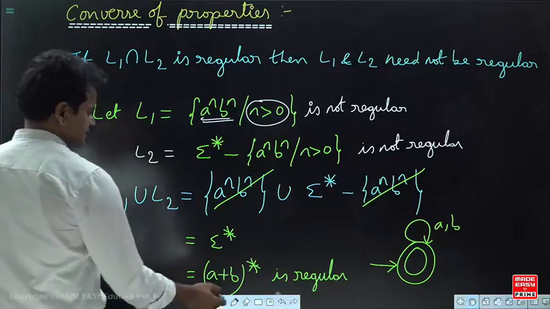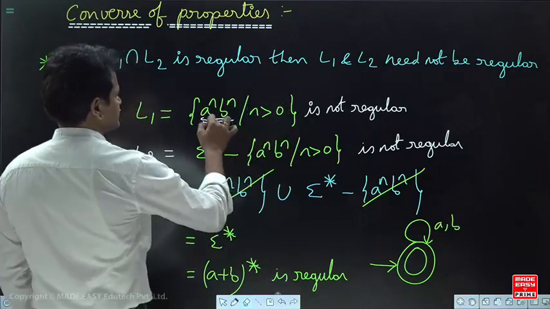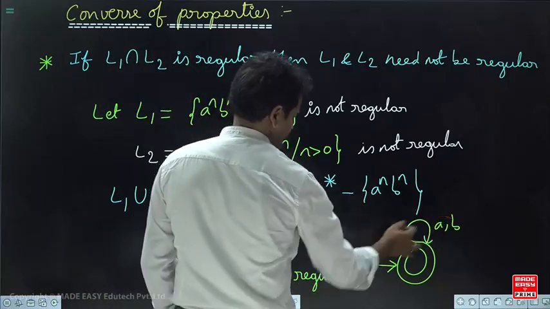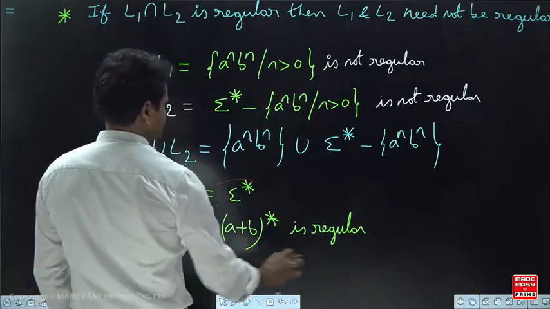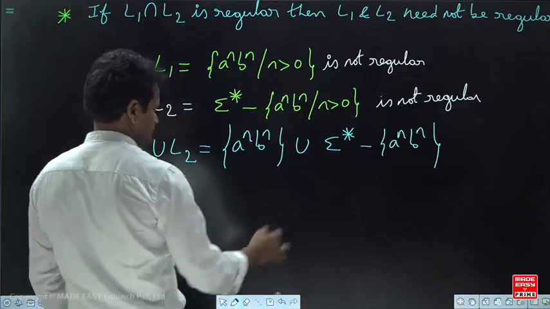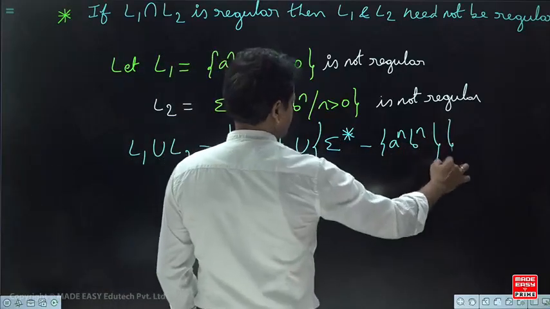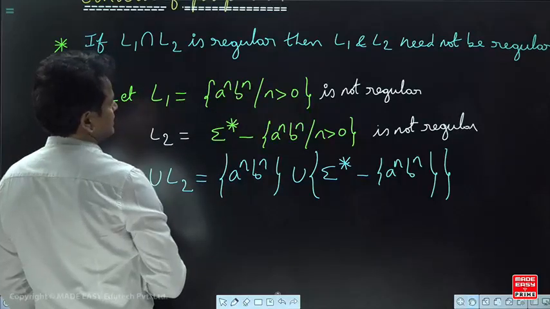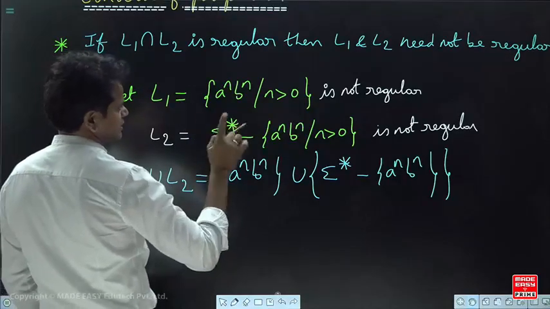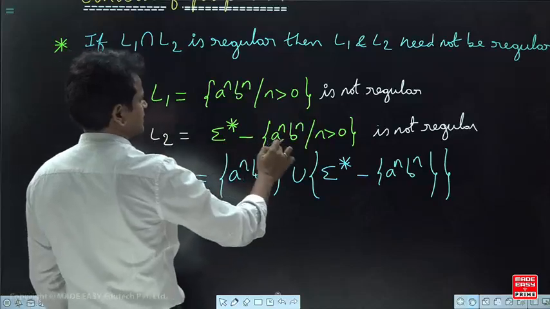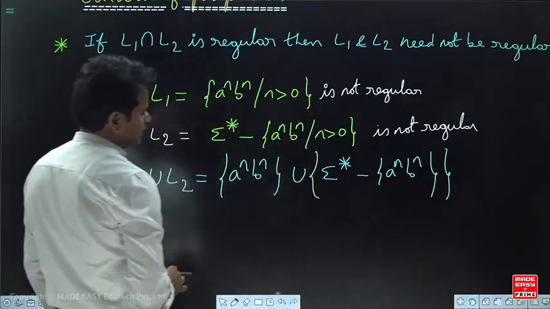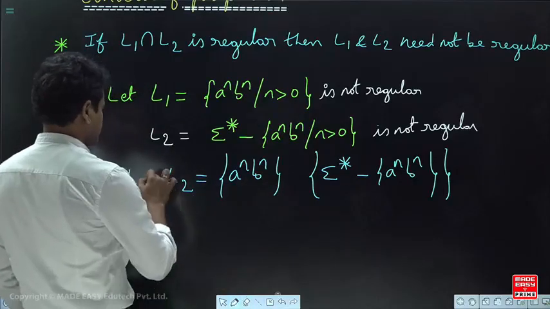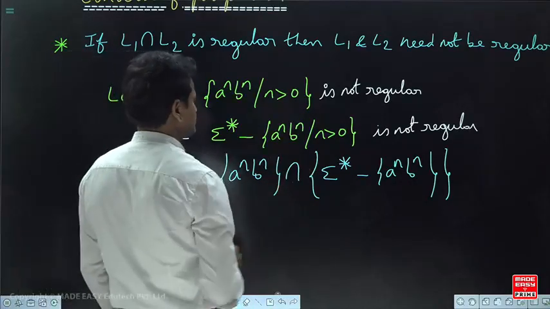Now we see the proof. Guys, listen. Look at this one. L1 is a power n, b power n, n greater than or equal to 0, not regular. L2 is sigma star minus L1, this is also not regular. Then what is the intersection of these two?